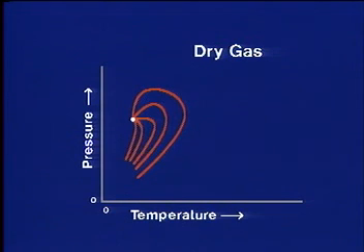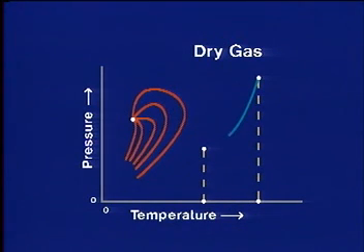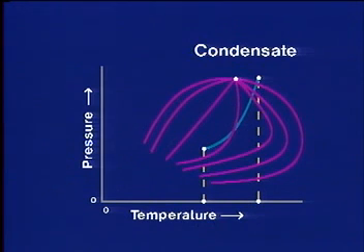Here we see the diagram for a dry gas. Now we introduce the reservoir and surface conditions and draw a line indicating the probable production path. Note that fluid never enters the liquid state during production. For a condensate, we see that 2 phases will form in the reservoir as we drop the pressure, and that a small percentage of liquid will be recovered in the separator.